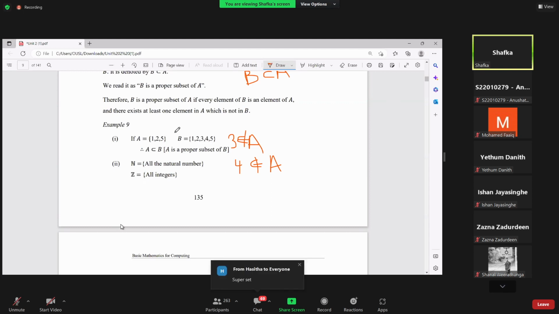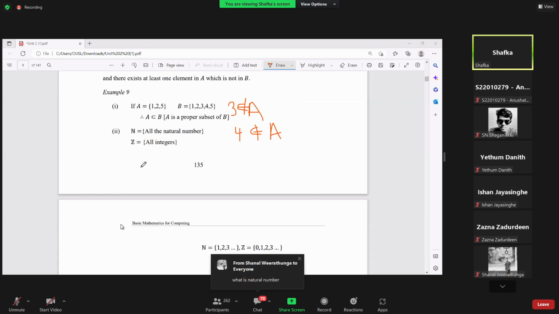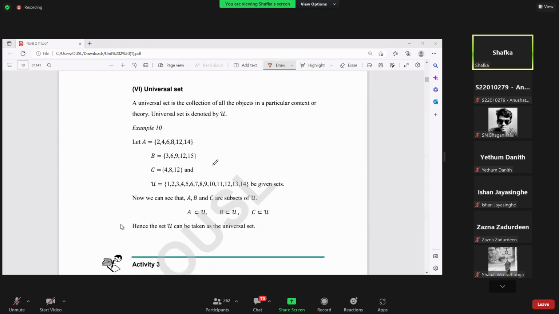Is it a proper subset? Yes. The set of all integers is a larger set than the set of natural numbers, because when you consider negative integers, which are not there in natural numbers, it's a proper subset.